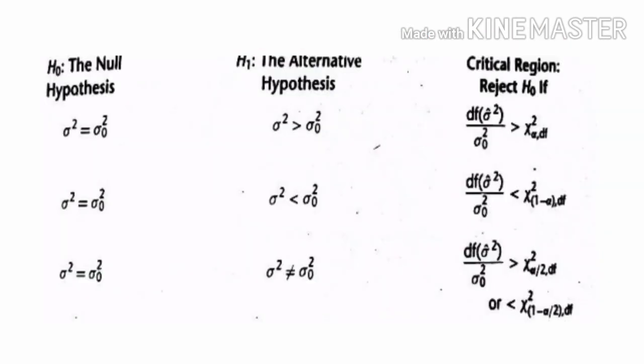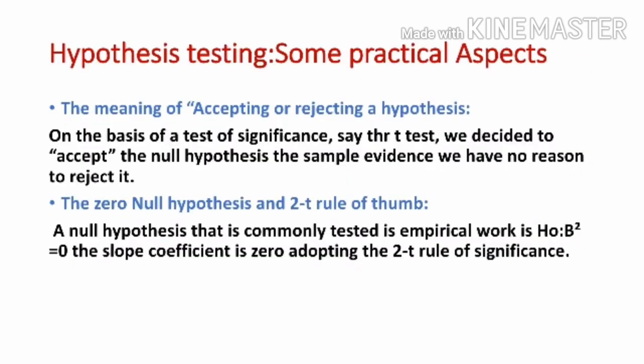chi-square value. You see the null hypothesis and the alternative hypothesis, the critical region, and this equation. So these are the formulas of the critical region of H naught for greater than and less than sigma square and sigma naught square. Hypothesis testing: some practical aspects.